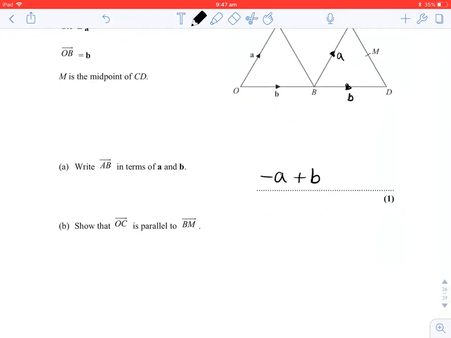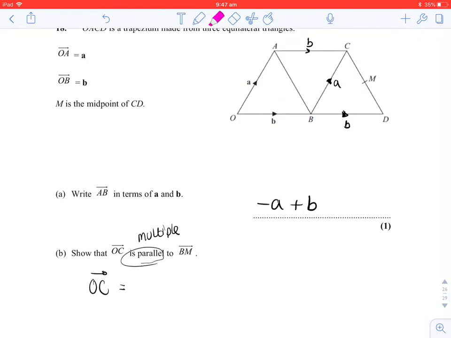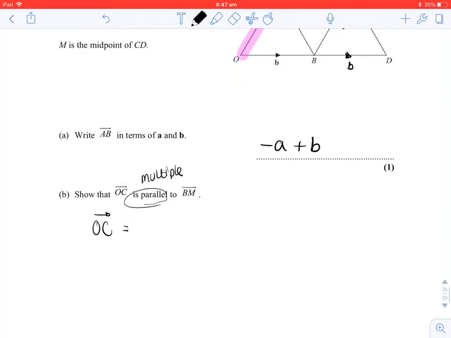Part B, show that OC is parallel to BM. So if we are showing that vectors are parallel to each other, all we do is we show that one is a multiple of the other. So OC is just going to be this route here, so that is just going to be A plus B.